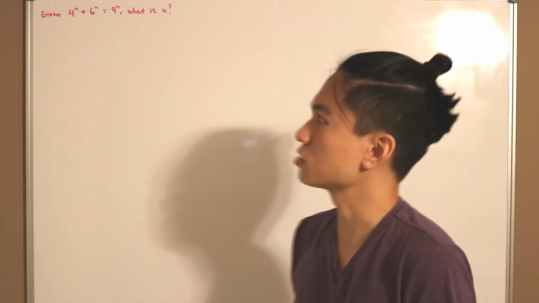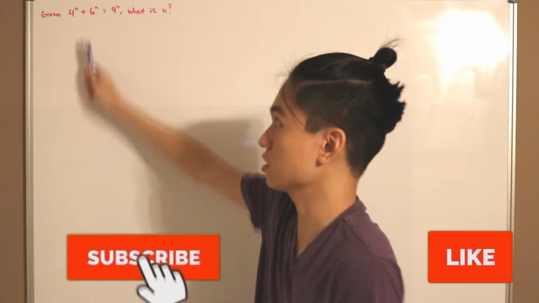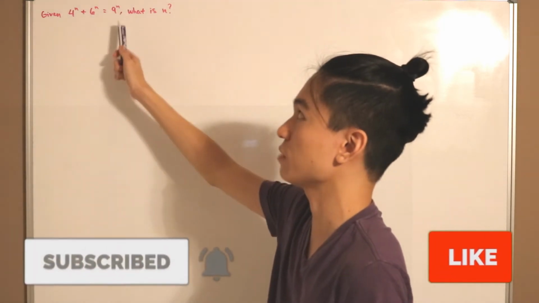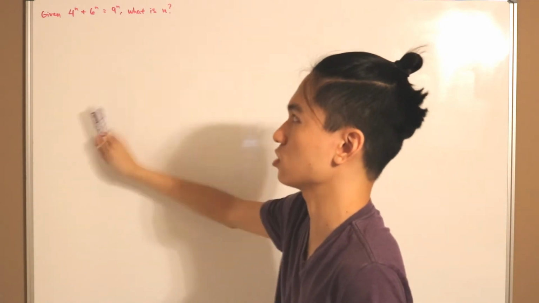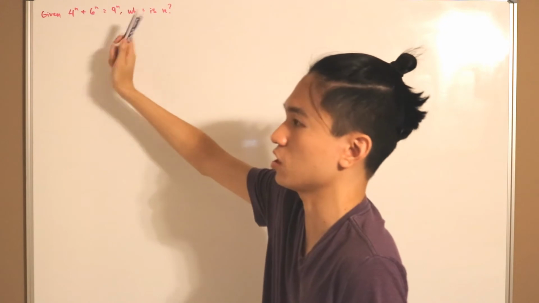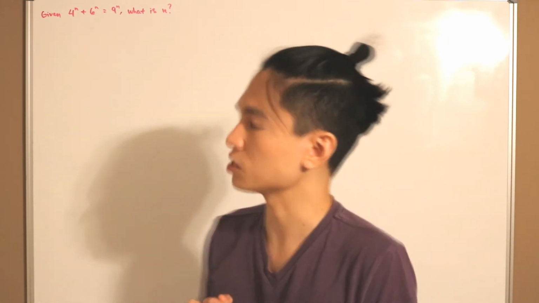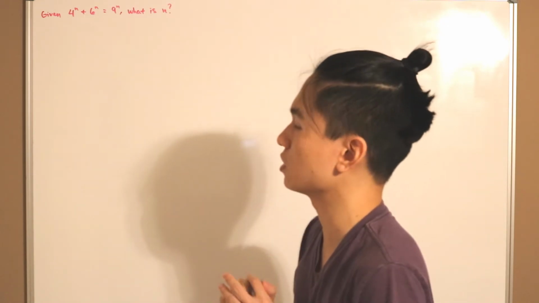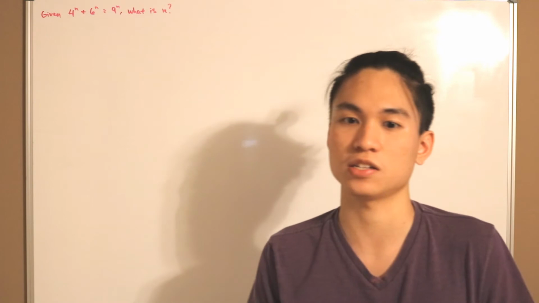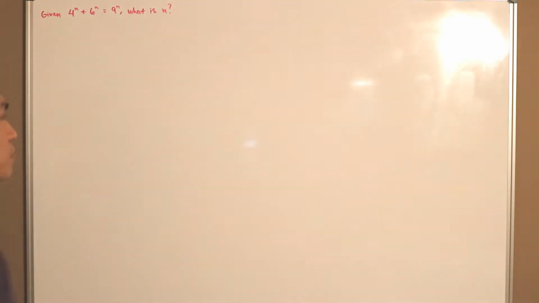Okay, here's another interesting problem we have. Given that 4 raised to the n plus 6 raised to the n is equal to 9 raised to the n, what is n equal to? So what are the solutions of n such that it satisfies this given equation here? I'm going to actually do the easier method. There's actually several ways to solve this problem, but I feel that solving with this method that I'm going to demonstrate for you guys works better, in my personal opinion.